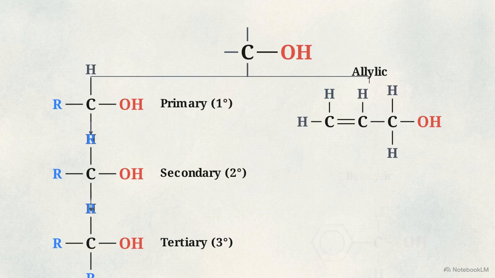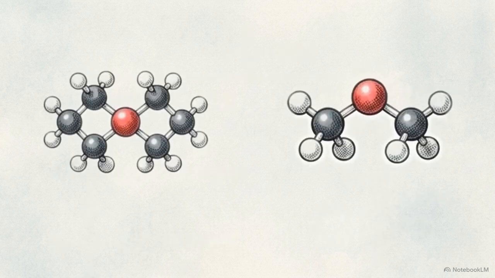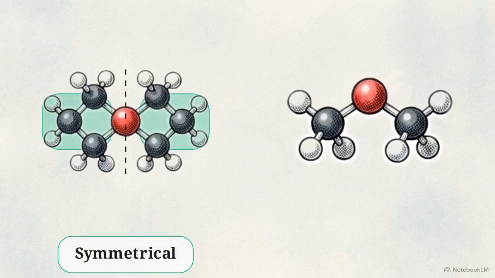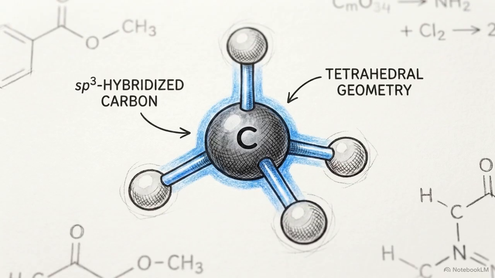If the molecule contains a double bond or an aromatic ring, we check for a buffer. Allylic and benzylic alcohols have an sp3 hybridized carbon sitting right between the OH group and the double bond or ring. Ethers follow a similar logic, but focus on symmetry. If the carbon chains flanking the oxygen match, it's symmetrical. If they don't, it's an unsymmetrical ether. Correctly identifying the neighboring carbon's hybridization and its surrounding connections is the required first step before predicting any chemical reactivity.